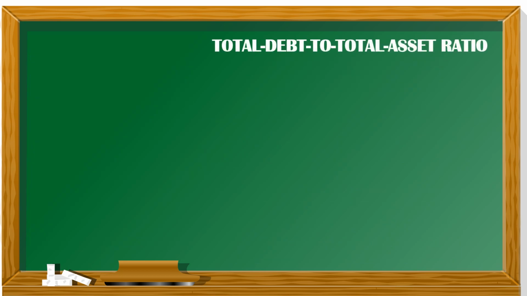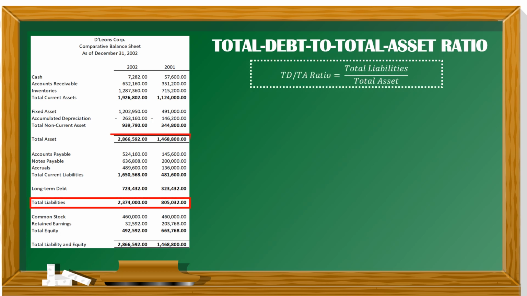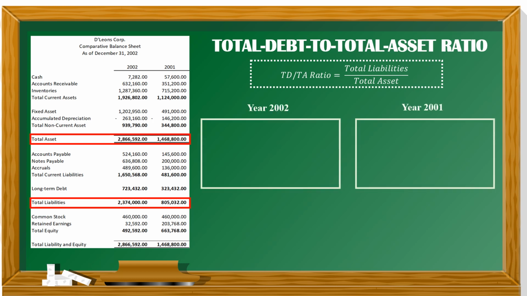Here we have the third type of solvency ratio, the total debt to total asset ratio. In this formula, we have the total liabilities divided by its total asset. In this solvency ratio, we are assessing or examining the level of total liability against its total asset. So let's start to compute the total debt to total asset ratio of the Leon Corp for year 2002 and 2001.